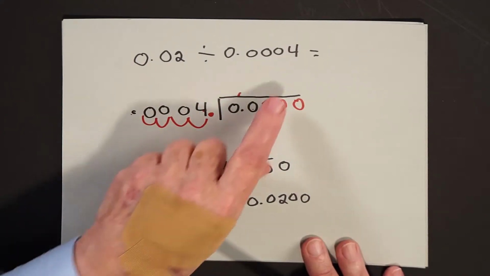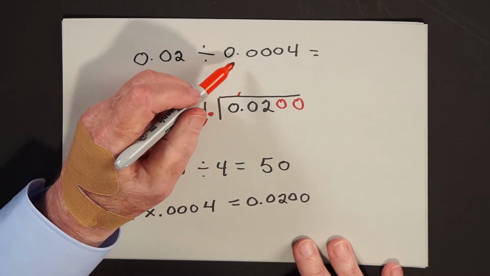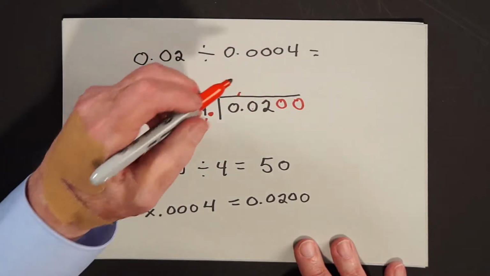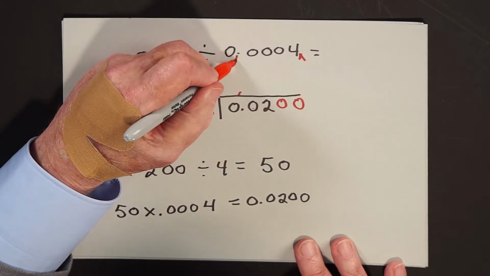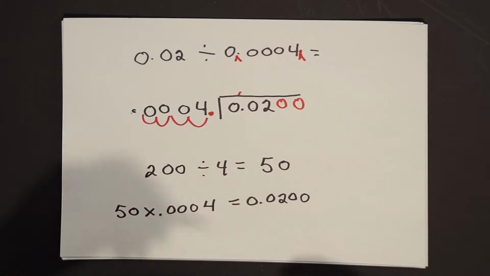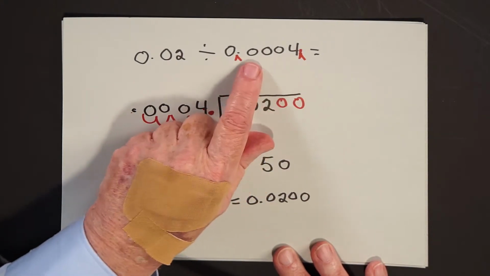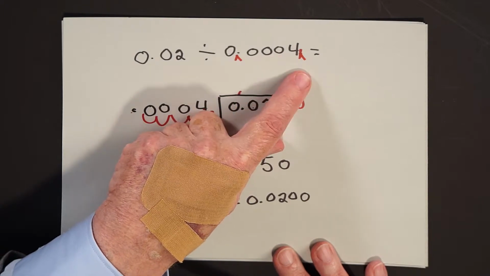Well, one way to make this into a whole number is to just move the decimal point 4 places to the right. You can say to yourself, gee, you know something? If the decimal point had been over here, this would have been easy. Well, the problem is the decimal point isn't there. You say, well, what would happen if I moved it there? Well, I have to move it 4 places to the right.